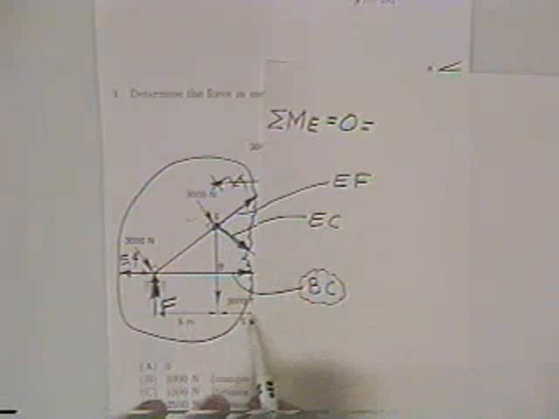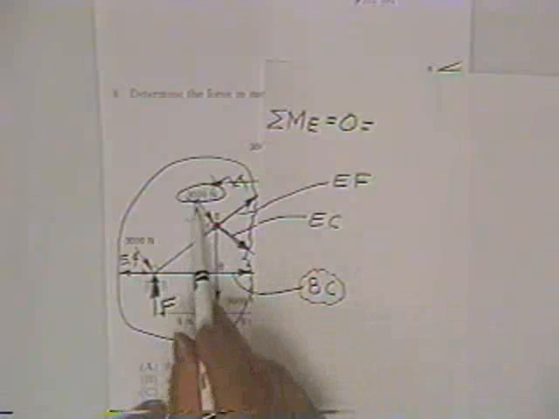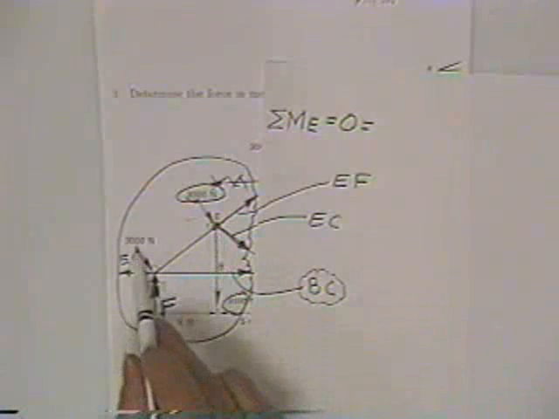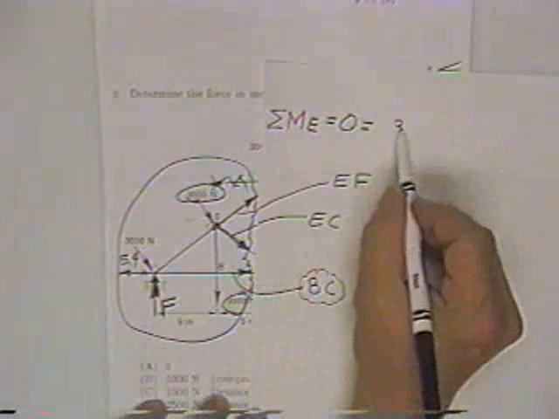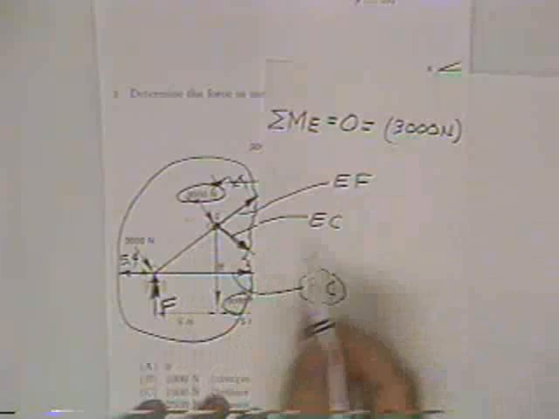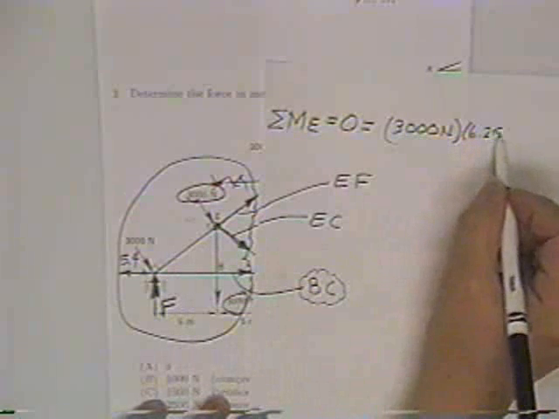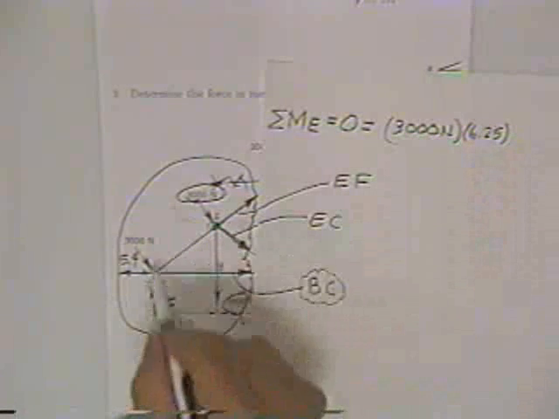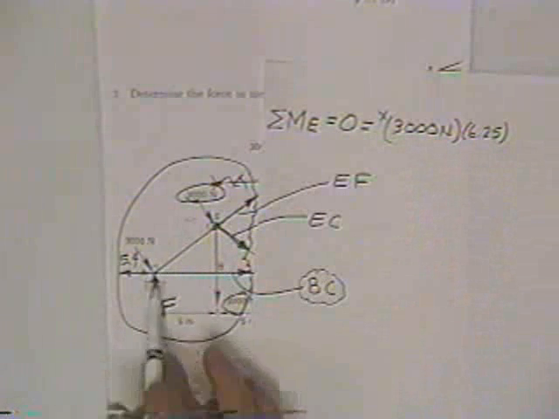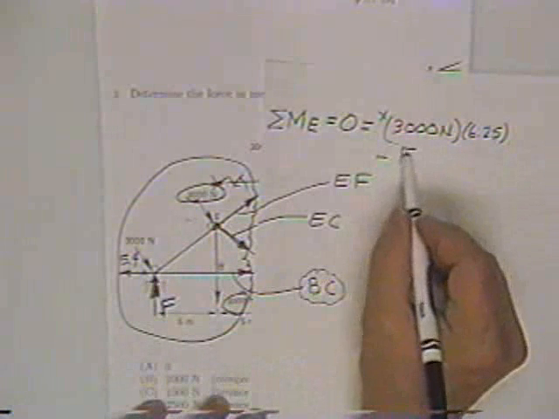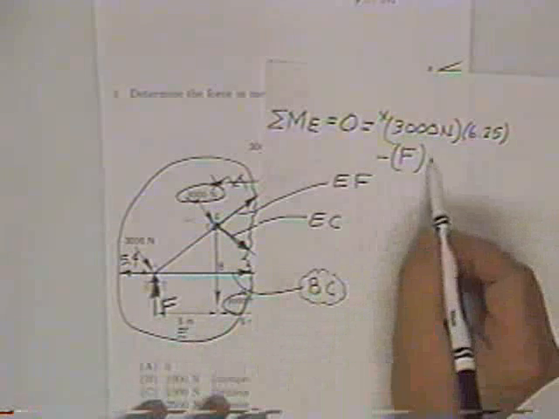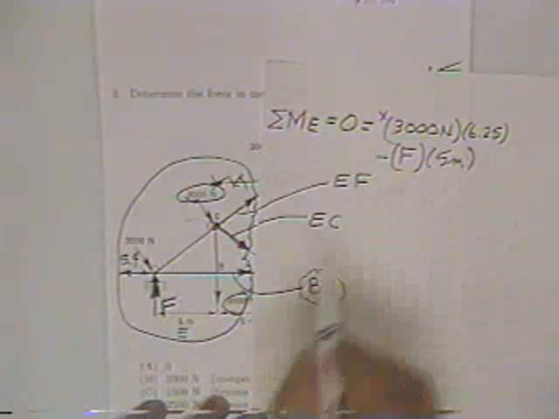Here's your sum of moments about point E. First, this guy, no moment. Second, this guy, no moment. Third, this guy, 3,000 newtons times his moment arm, that was 6.25. And he gets a positive tendency to roll. Minus the force F, which we're going to have to get from the previous free body. Here's his moment arm right here, 5 meters.